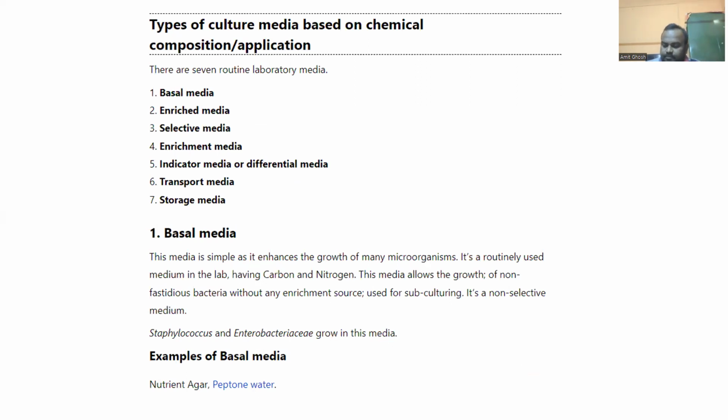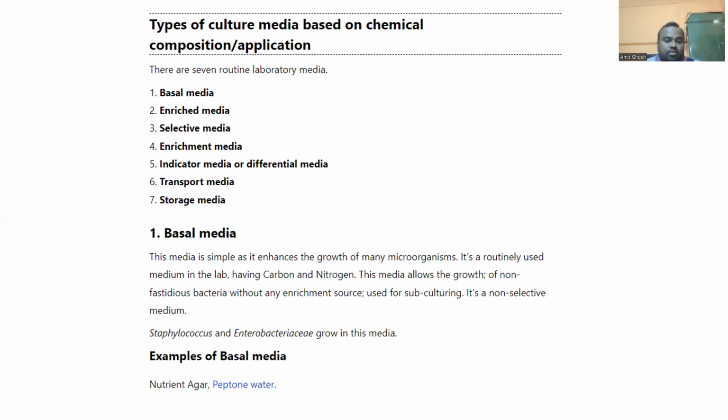Now we will discuss the types of culture media based on chemical composition and applications. This is very important. We need to know the chemical compositions, because we will learn that not all bacteria will grow in the same composition. They need different compositions, because they have different requirements and different properties.